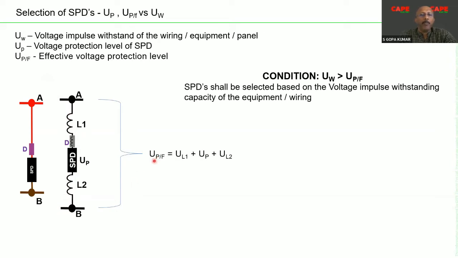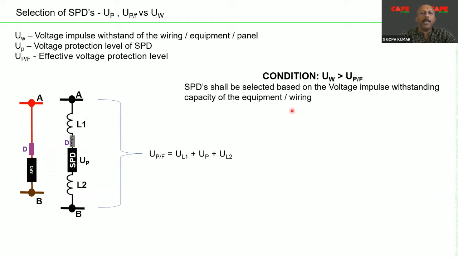And this effective protection level is a sum of the voltage drop at the line L1 here between the point A and the SPD, plus the voltage protection level of the SPD, plus the voltage drop at the line 2. So basically, the actual voltage which goes into your equipment, or the voltage which is threatening to your equipment, is a combination of the entire voltage drop, or the voltage potential difference, between the point A and B.